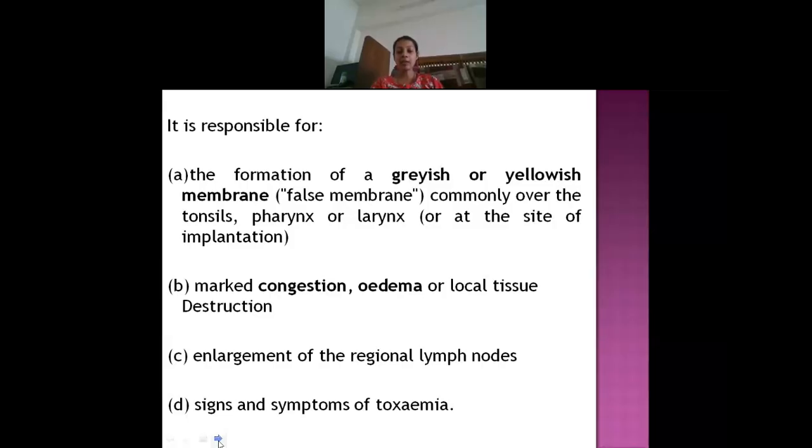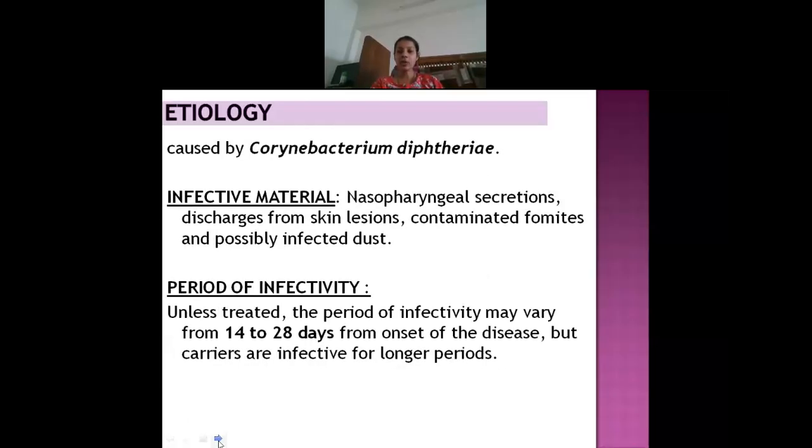Sometimes they can have difficulty in even speech also because it is affecting your larynx, and they can also have dyspnea. Other than that, if it progresses, the patient can also have congestion and edema. You know what happens because of congestion and edema? There will be destruction of the local tissue, and again, it may progress into some complications. The next characteristic feature is usually the patient can have enlarged lymph nodes. Okay, along with that, the patient can also have signs and symptoms of toxemia.